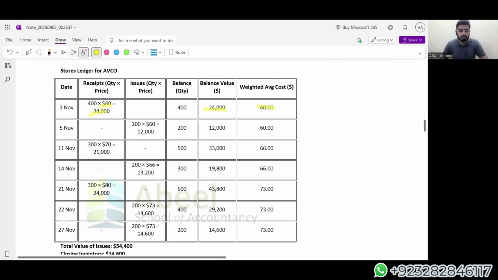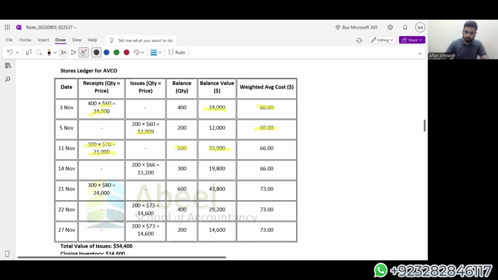Will we calculate the new average cost? No, we won't, because we have not purchased it. So in this step also, when we're issuing 200 units at 60, the average cost is the same. But now you see that the average cost has increased in the next part, where we are buying 300 units at 70 and the total cost is 21,000. So now we have 500 units in total and the total cost is 33,000.